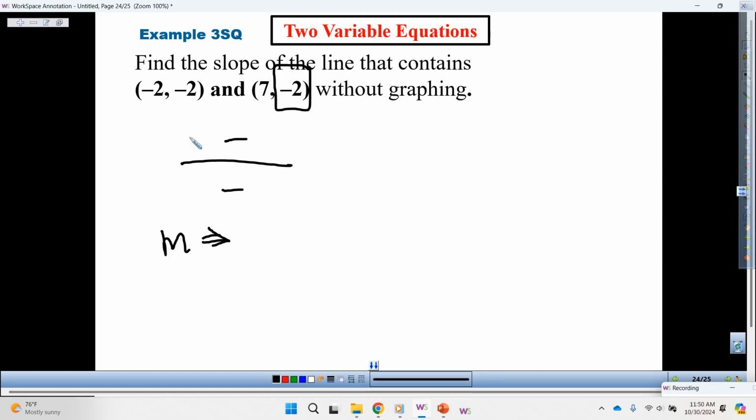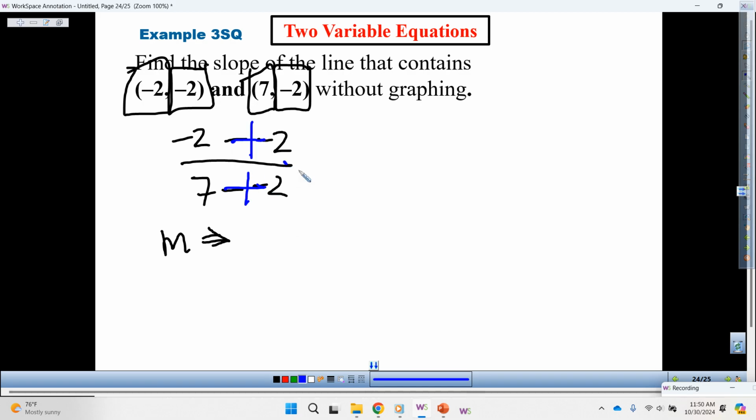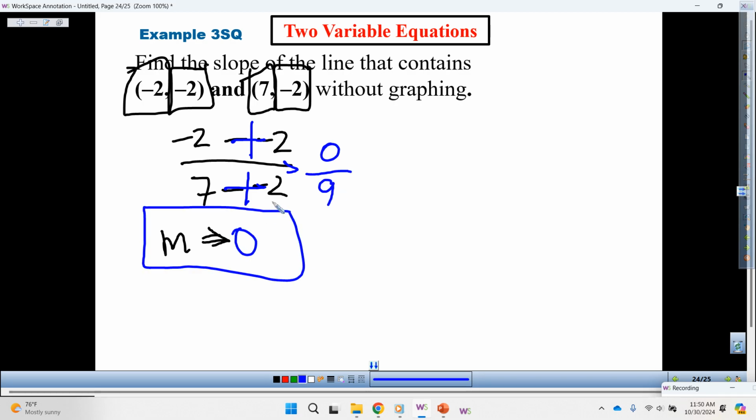y sub 2 is negative 2. y sub 1 is what? Negative 2. x sub 2 is 7. x sub 1 is negative 2. Well, guess what? What is negative times a negative? Positive. This is 0 over 9, which is 0. Careful with those.